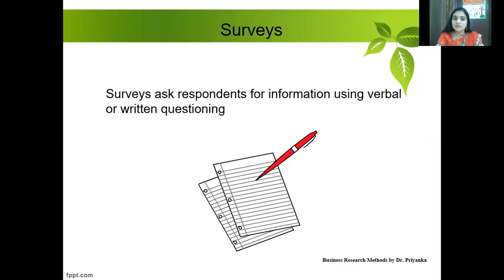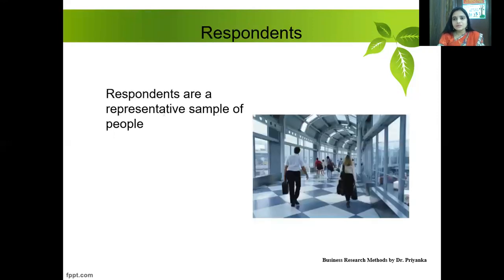What do you mean by a survey? Surveys ask respondents for information using verbal or written questioning. A survey is a kind of set of questions you have, and you will be asking people for their answers, or you might give them that list of questions and they'll answer in writing. The respondent here is a very important person. Respondents are a representative sample of people. Respondents are people who will be responding to your set of questions in the form of a survey.